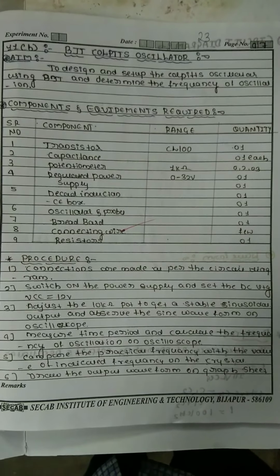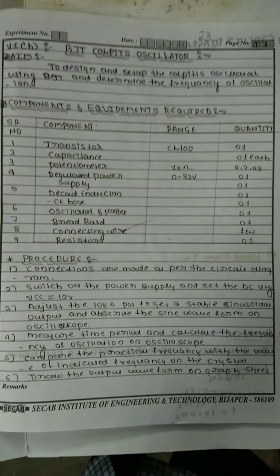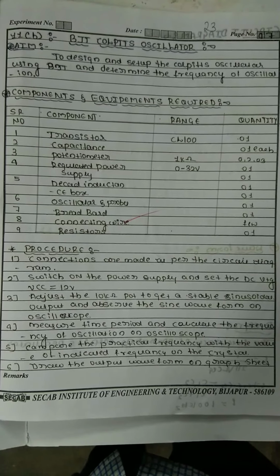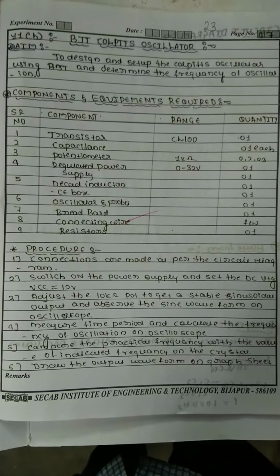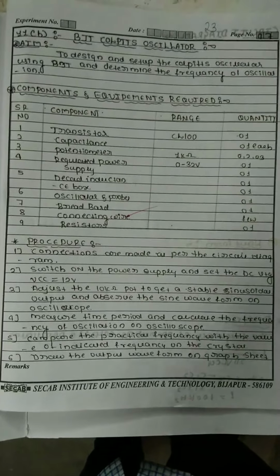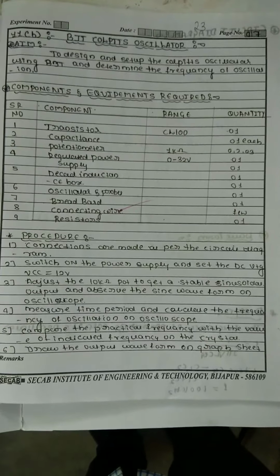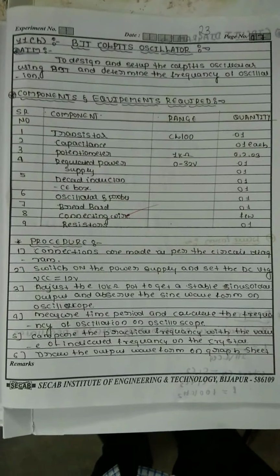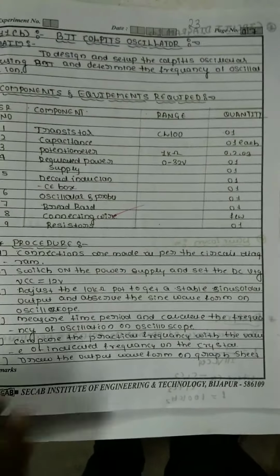Today's discussion is on the BJT Colpitts oscillator. Okay, this is the next experiment we are supposed to discuss, that is the Colpitts oscillator. It's a type of oscillator circuit that we are supposed to study. In this, we'll be designing an oscillator and checking whether the oscillations are being set up or not. So let us see its circuit diagram.